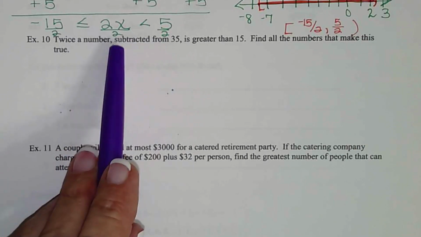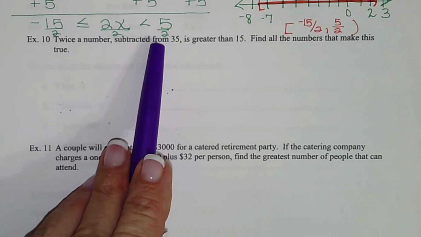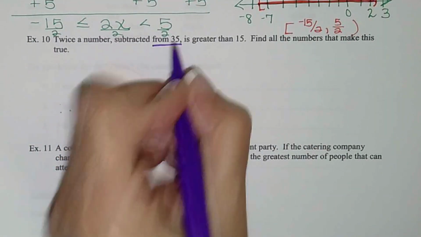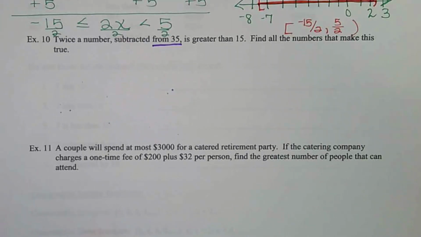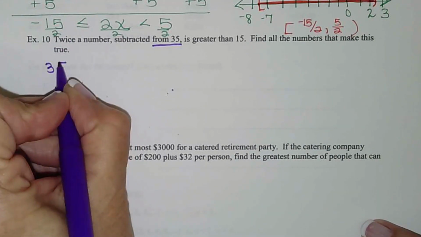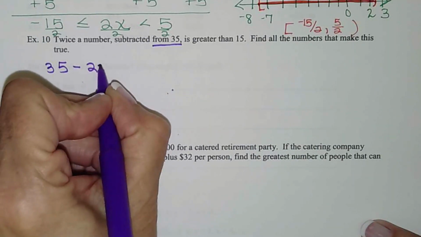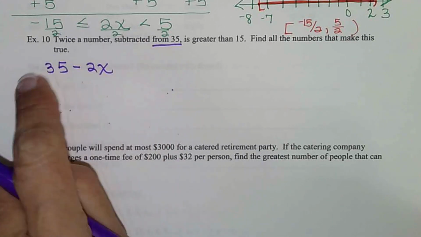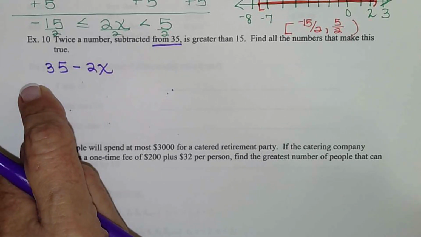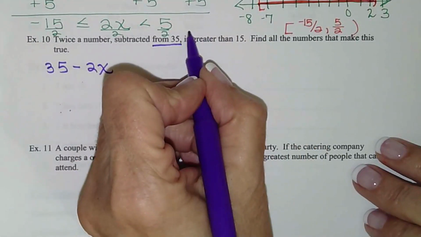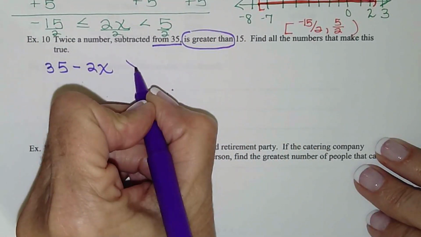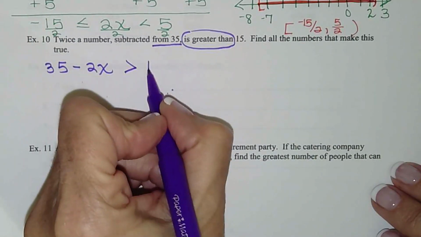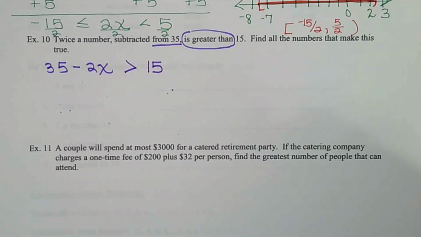Twice a number subtracted from, ooh, there's that from again. Remember, that means the 35 must be first. So twice a number subtracted from 35 would look like this. 35 minus 2x. From 35 means 35 is first. Is greater than, so no equal sign, just the greater than 15. Find all the numbers that make this true. So basically, they're just asking us to solve.